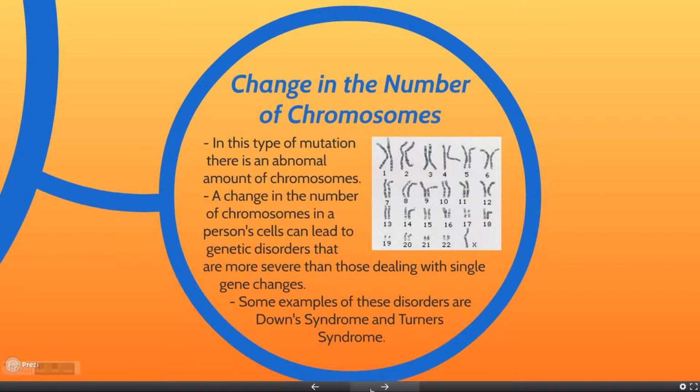In this type of mutation, there is an abnormal amount of chromosomes. A change in the number of chromosomes in a person's cells can lead to genetic disorders that are more severe than those dealing with single-cell changes. Examples of these disorders are Down syndrome and Turner syndrome. In Down syndrome, those affected have an extra copy of the 21st chromosome. In Turner syndrome, those affected only have one copy of the X chromosome. This mutation can most of the time be prevented when the body self-checks itself for mutations and corrects them.